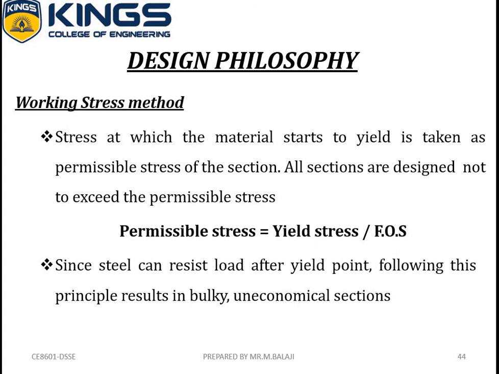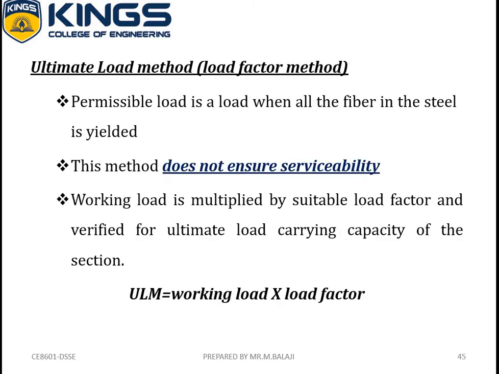Next one is what is the method used for steel, or design philosophy. First one is working stress method. Working stress is nothing but yield stress divided by the factor of safety. The stress at which material starts to yield is taken as permissible stress of the section, since steel can resist load after yield point. Next one is ultimate load method or load factor method. Permissible load is the load when all fiber in the steel is yield. So this method does not ensure serviceability.